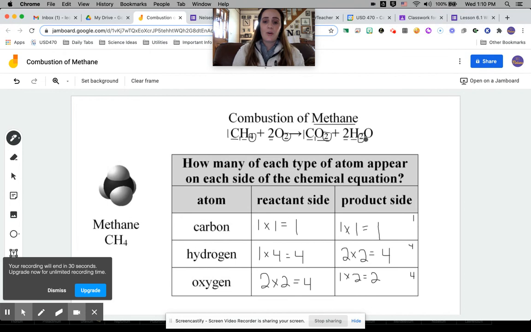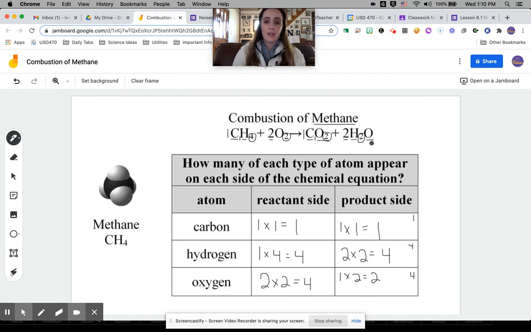So we've got this O right here, with an implied subscript of 1 behind it. So we're going to take our coefficient of 2 times 1, and we get 2. But then we've got to add the 2 and the 2 together, and that gives us a total of 4. And look, they all balance out. Good job.